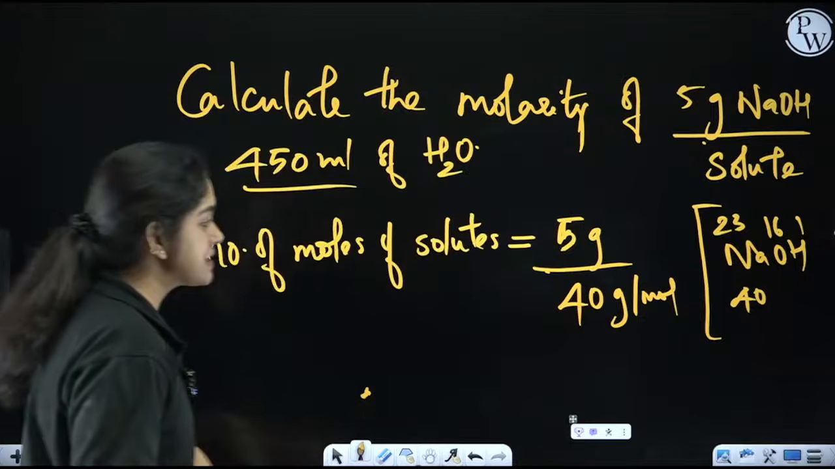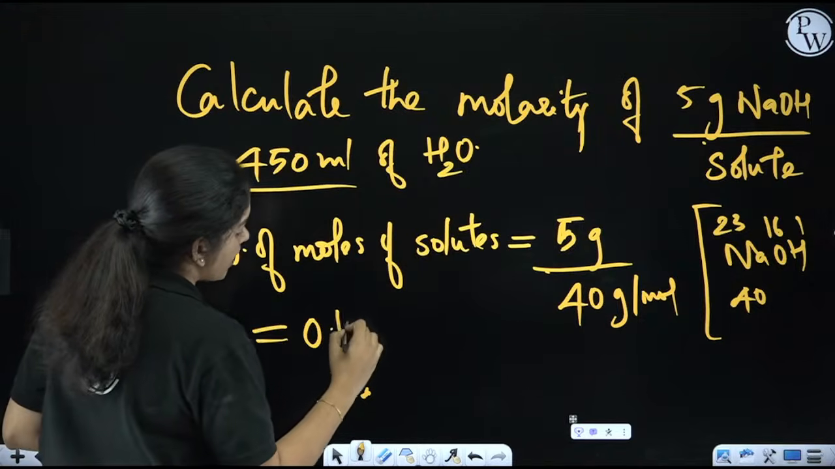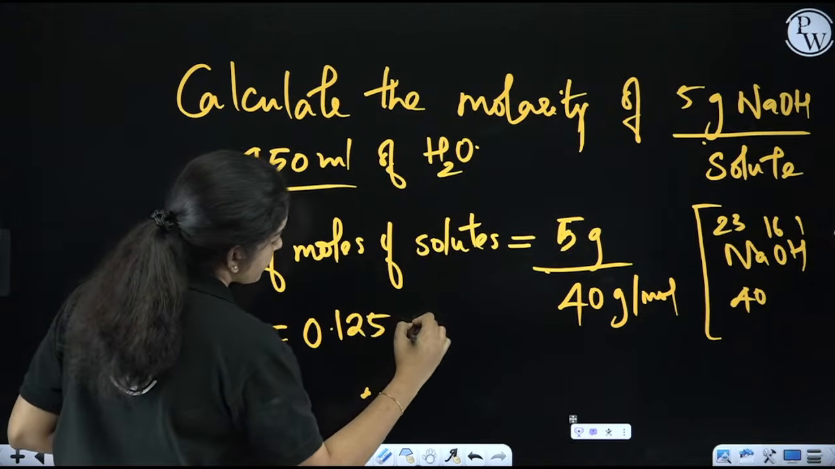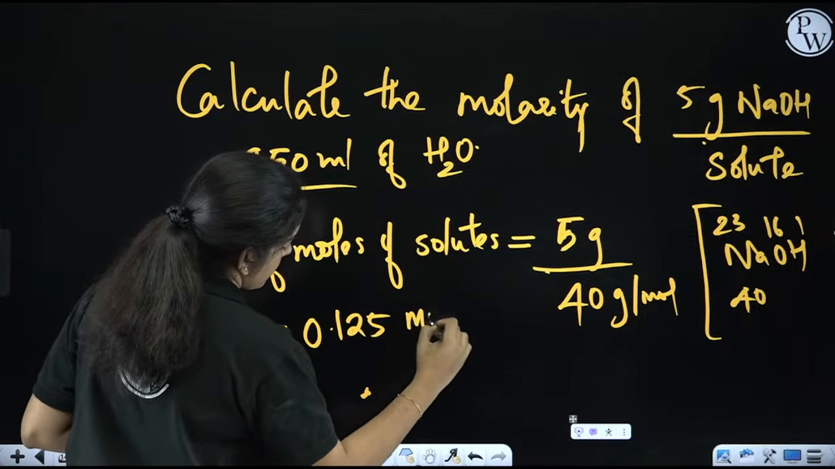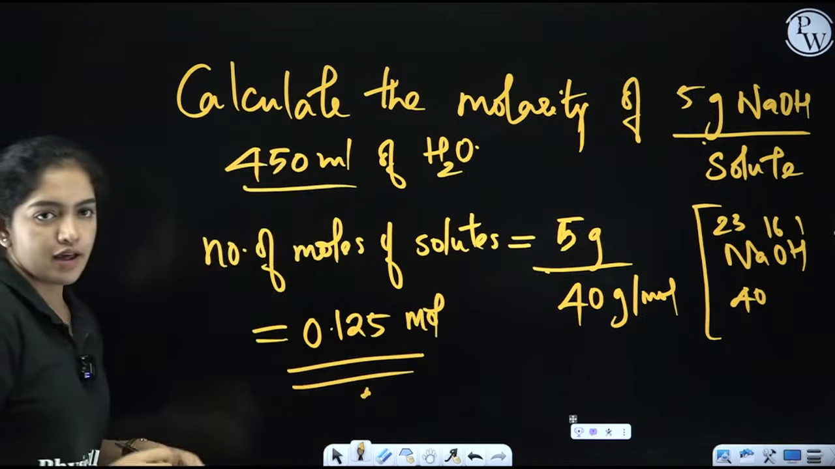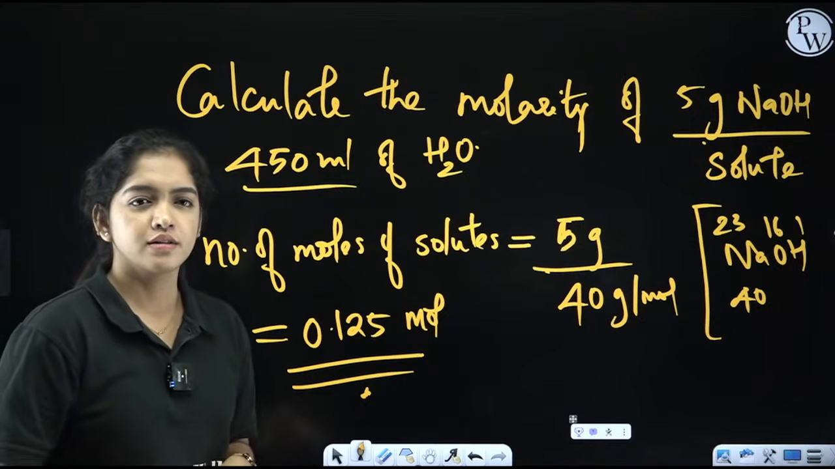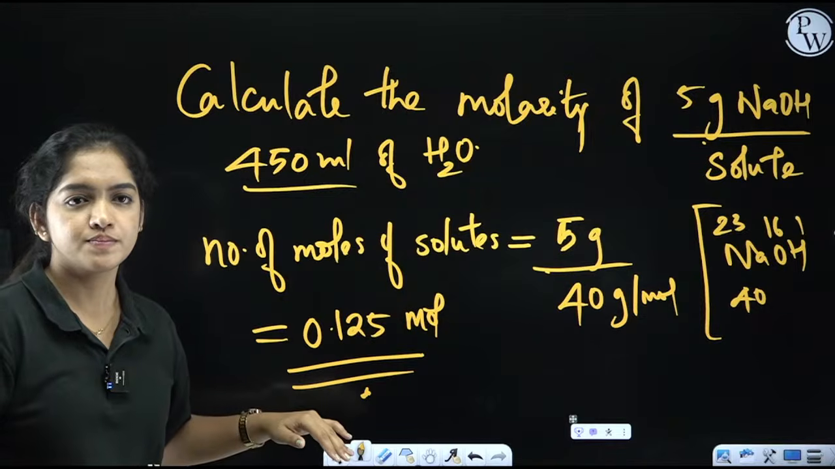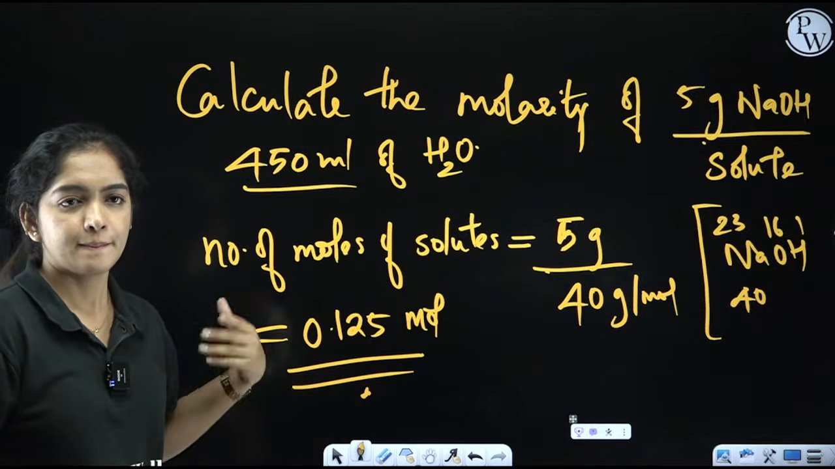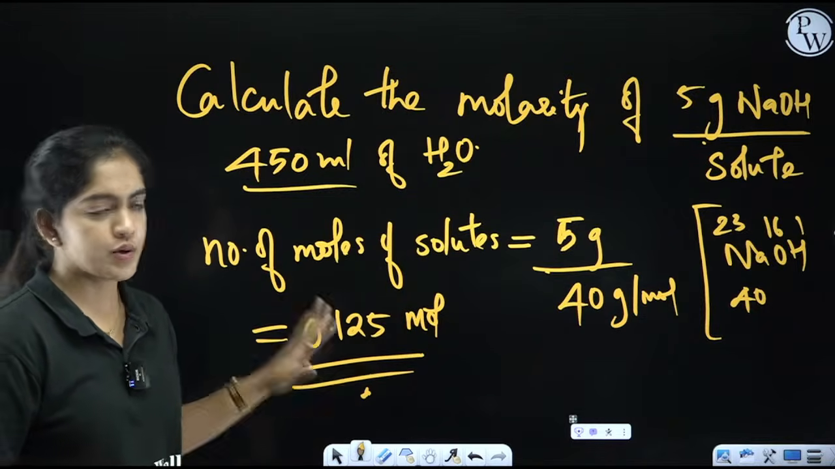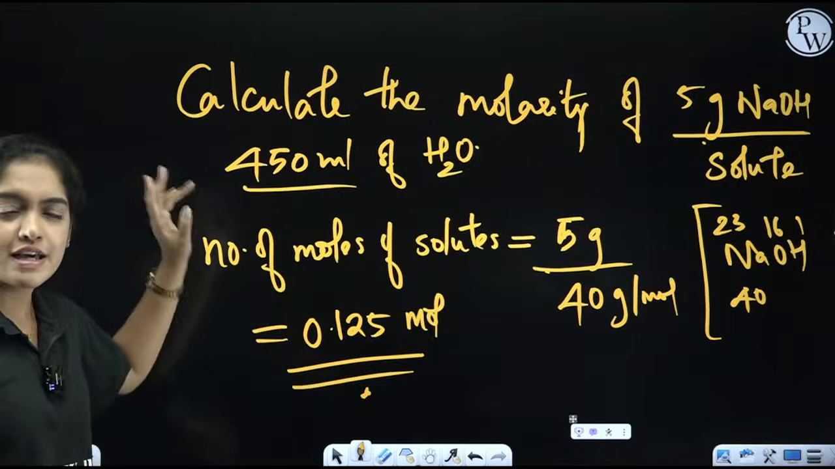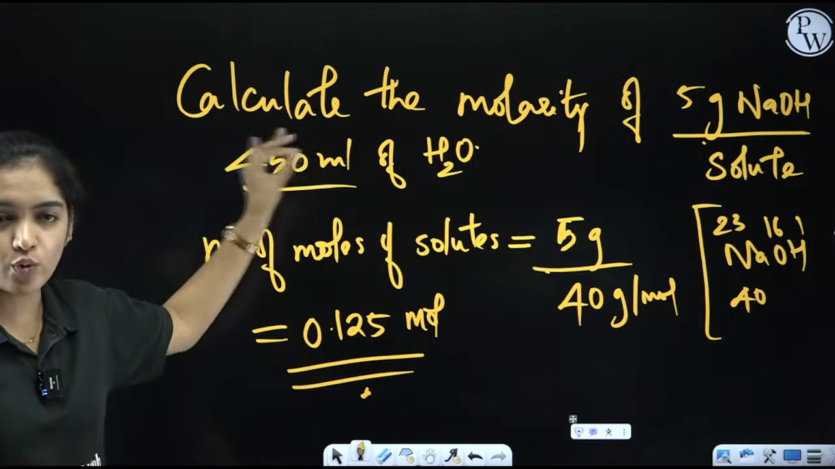So we will get the answer 0.125 mole. Everyone got the answer, right? Clear, right? Okay, done. So we got the number of moles. Now we can substitute in the main equation of the molarity.